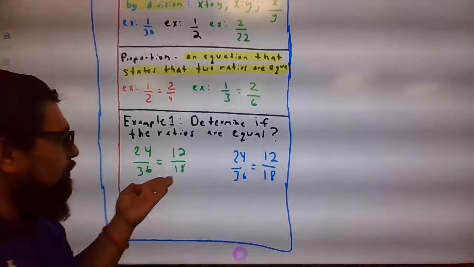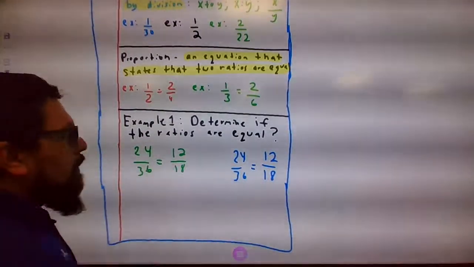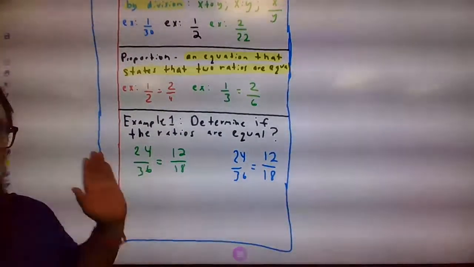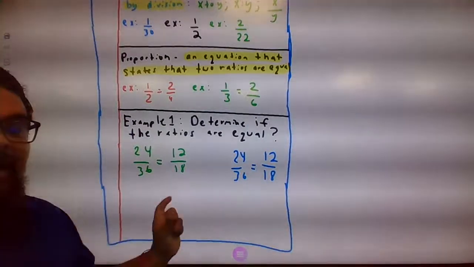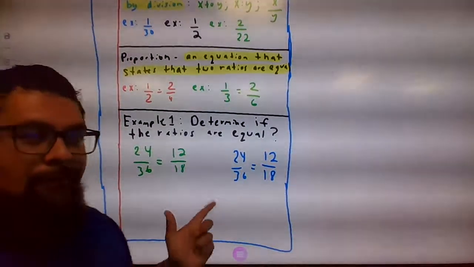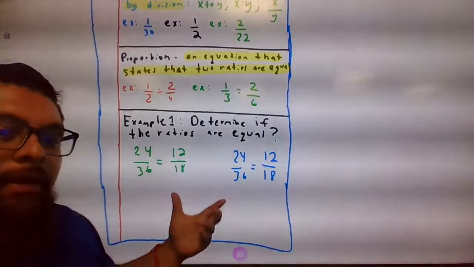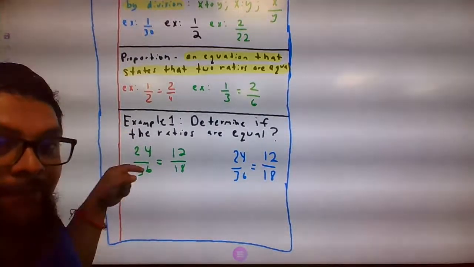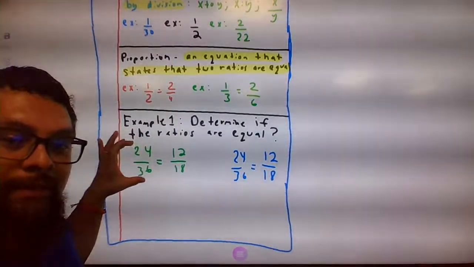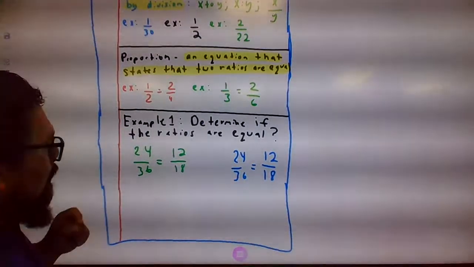Okay, so I have two of the same ones. We're just going to do it two different ways. On the first one, we're going to simplify these. You should have done this probably in fourth or fifth grade. When you simplify, you're finding a number that divides both the numerator and the denominator by the same value, and it's going to shrink it, reduce it. So right here we have 24 and 36.